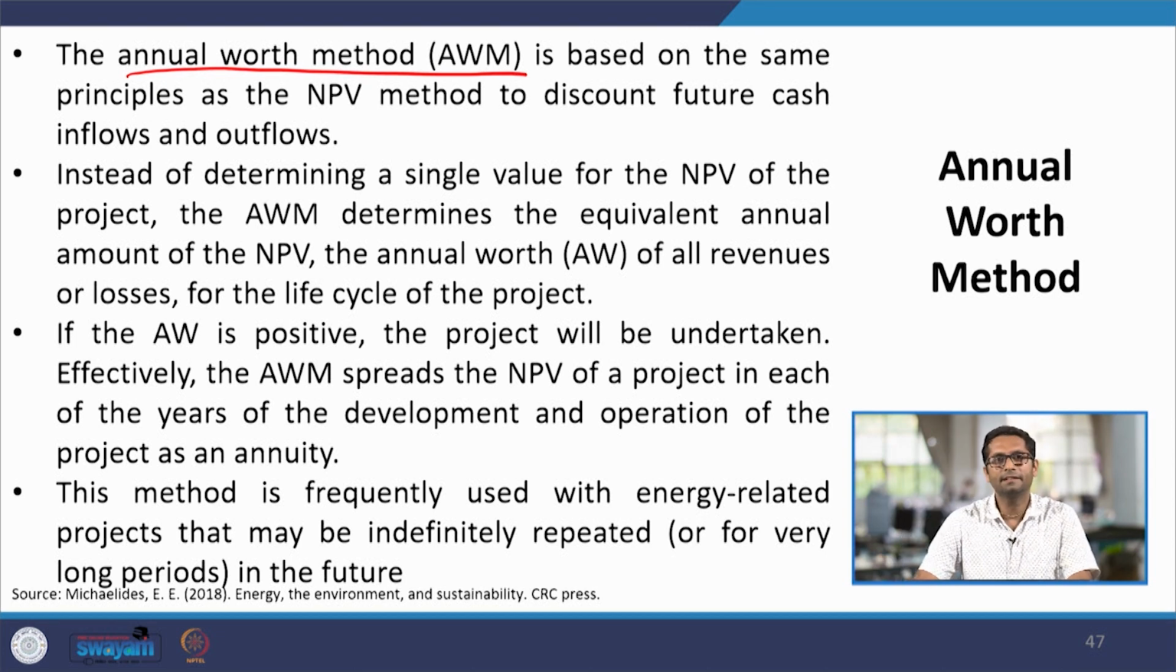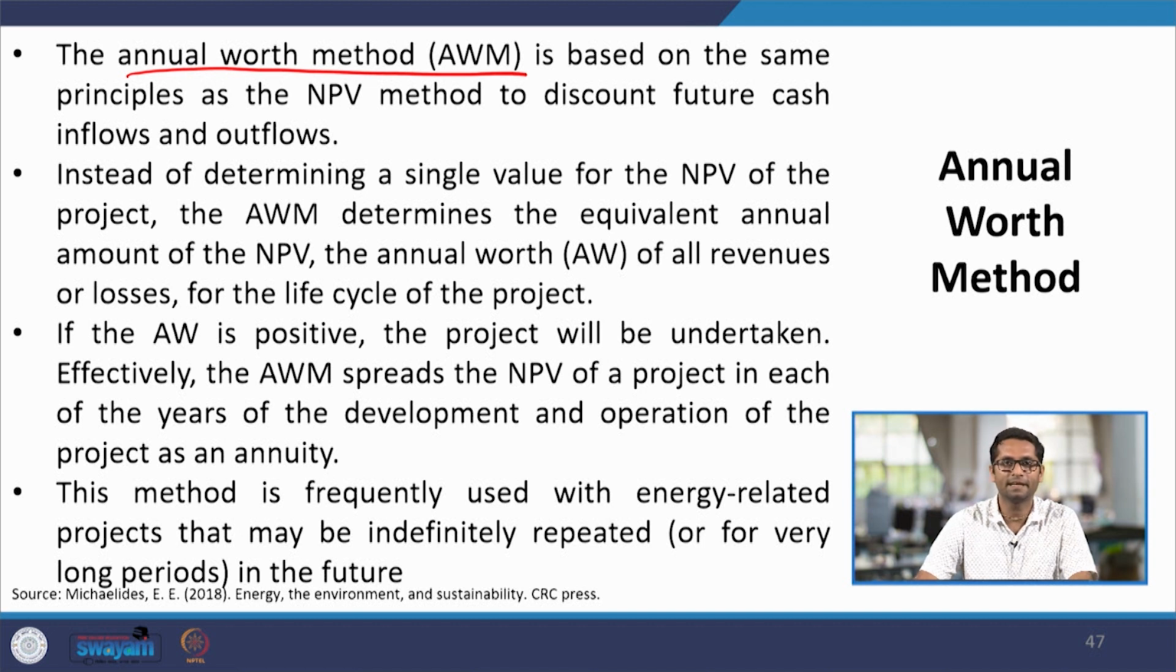And the difference here lies in that in the NPV method I am discounting all the future cash flows to the present year, whereas in the annual worth method I am taking the yearly value. So the total value of the project, or the total cash flows, are seen as a form of an annuity. What would be the payment or the profit or the loss that is happening every year, and that is a simple value.